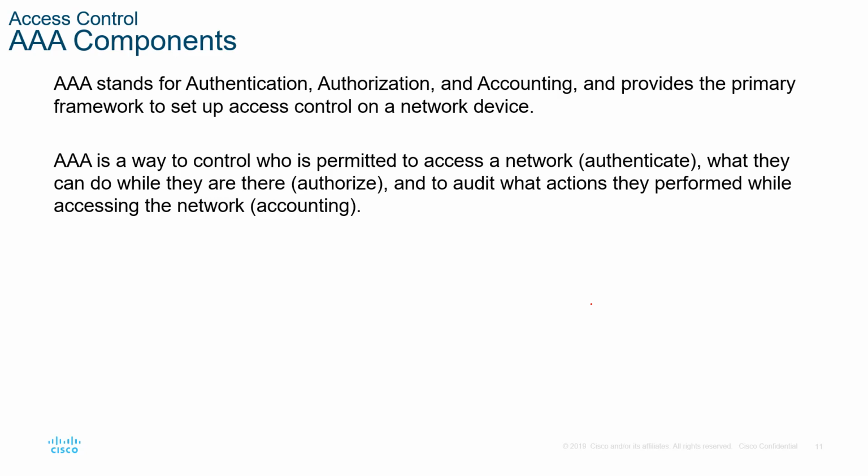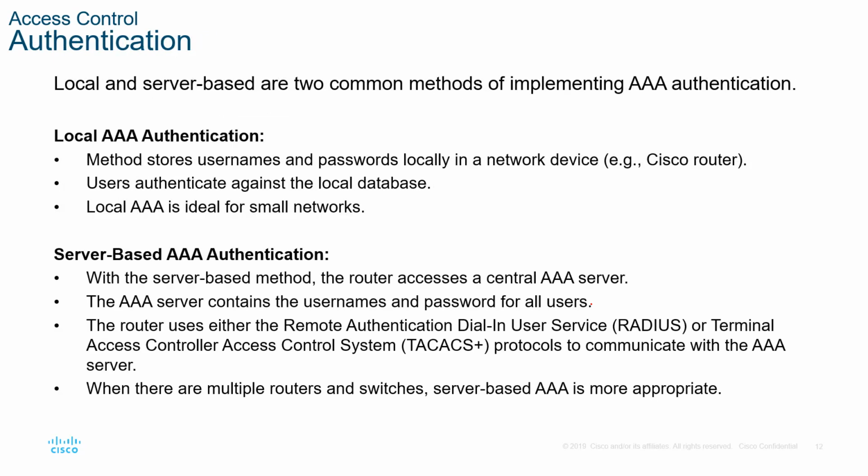That's where our AAA comes into play. Authentication, Authorization, and Accounting provides the pillar or the framework of basic access control. That means understanding who is allowed access, authentication. What are they allowed to do, authorization. And what are they doing, accounting. Those are the three main pillars of our access controls.